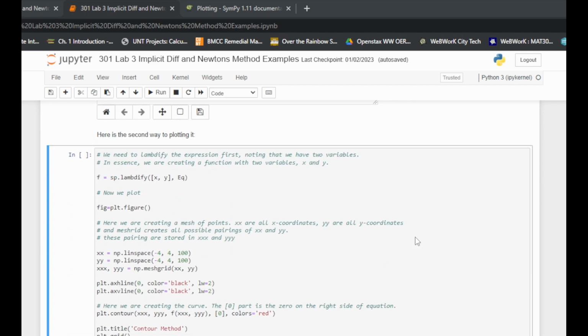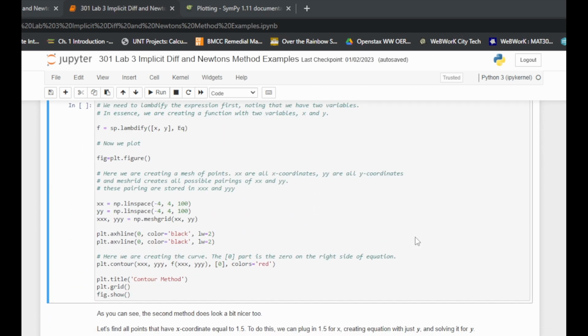Now, this is a more complicated method, so let's look at this line by line. The first thing we need to do, we need to lambdify our expression. Our expression has two variables, x and y. So we will lambdify this expression and we'll call it f. In essence, what we are doing here, we are creating a function with two variables. So f of x and y. It accepts two variables, which is our expression, and will give us an answer.